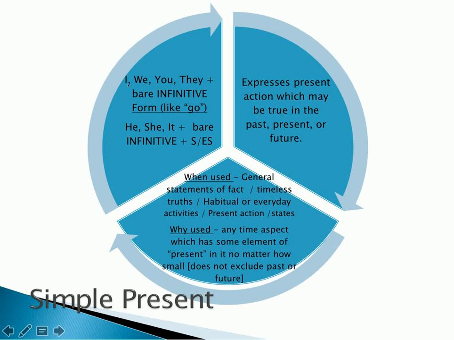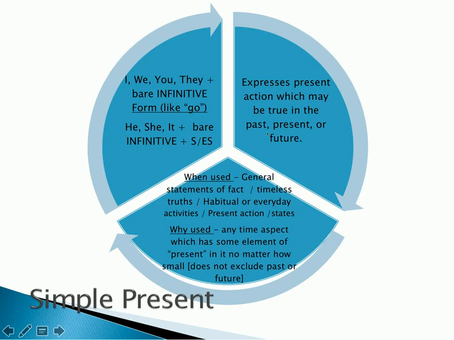So you have some kind of subject. It can be a pronoun or a noun, plus the bare infinitive form like go instead of to go. When we hear bare infinitive, that means the form of the verb without the to, okay? But for he, she, and it, or a noun in the singular form such as Mary or Bob, you use the bare infinitive plus s or es. In this case, that means like watch, watches, or play, plays. So that's the form of the simple present.